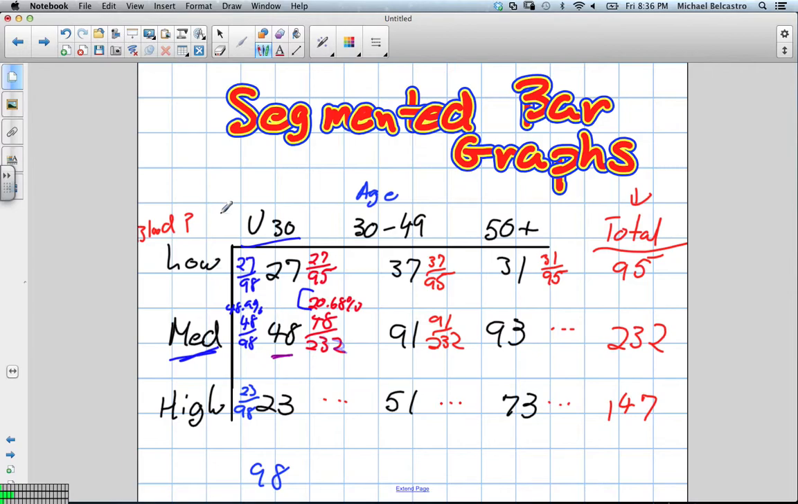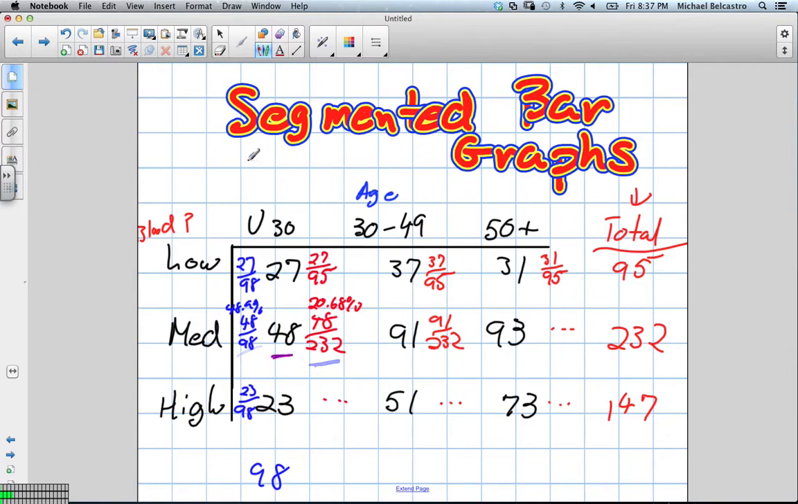The second question asks us to categorize it by age. So age would be going downwards in our columns. When we added up how many people were under 30, there were 98 people under 30. So under the same category, we found that 48 out of the 98 people had medium blood pressure. Well, that's a very different percentage. It's almost 50, 48.9%. So this one category had two very different decimals or percentages, and that completely depends on how we're marginalizing the study.